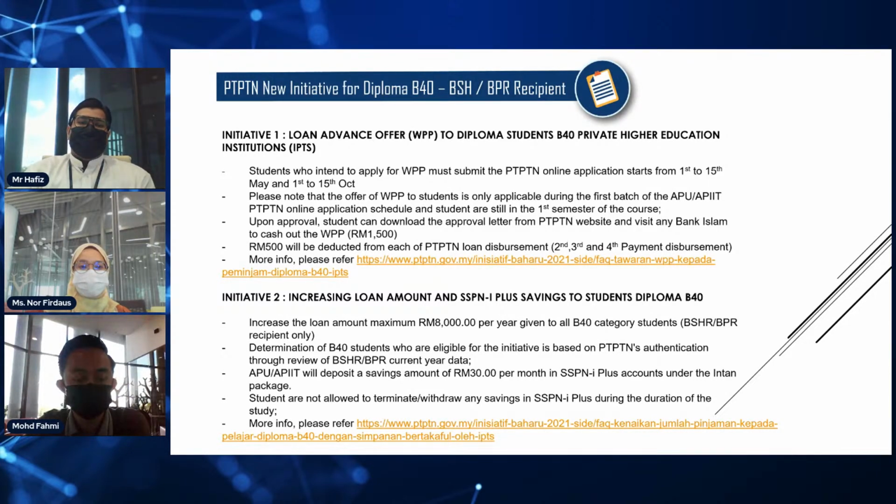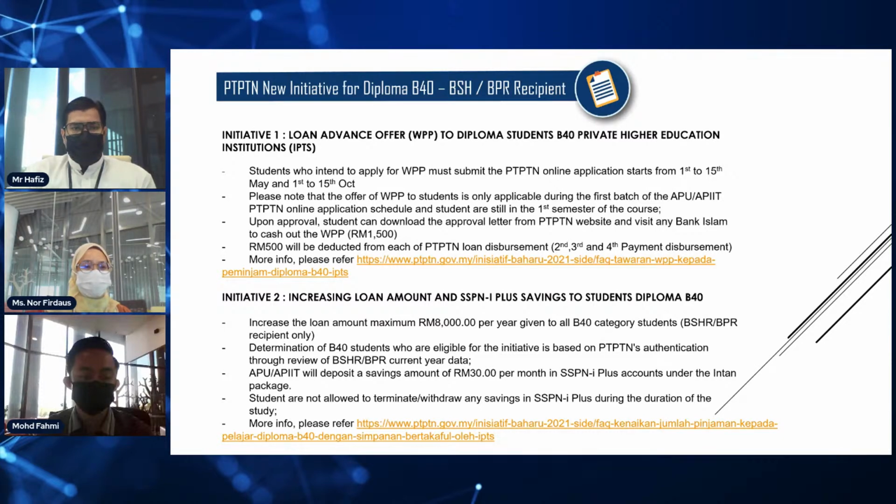Okay, the second initiative provided by PTPTN, they are now increasing the loan amount for diploma under this BSHR and BPR recipient, and they are also providing the SSPN-I Plus saving account to the student. So last time the loan amount was 6,800 maximum given to the BSHR or BPR recipient. But starting from this year, they have increased to 8,000 per year. From 6,800 increased to 8,000 per year.